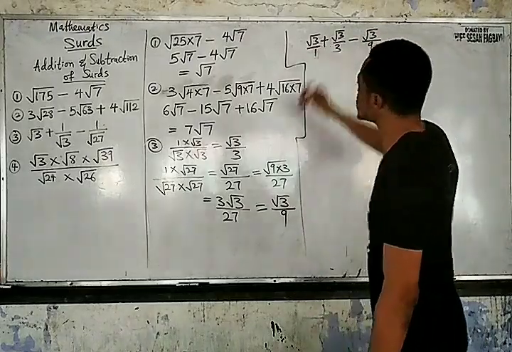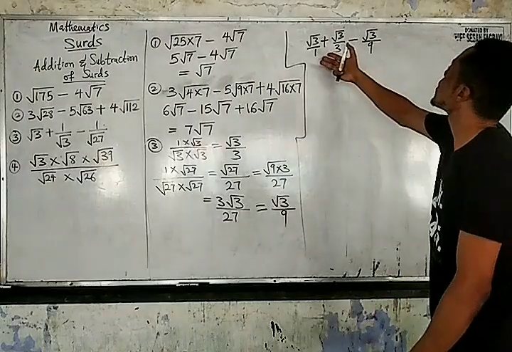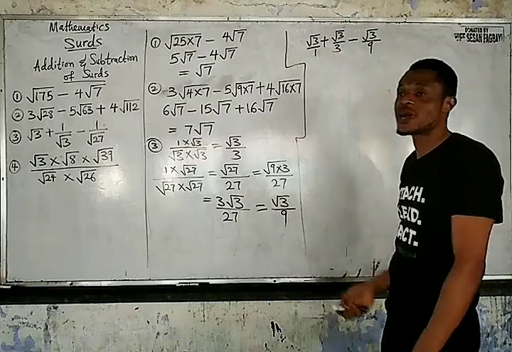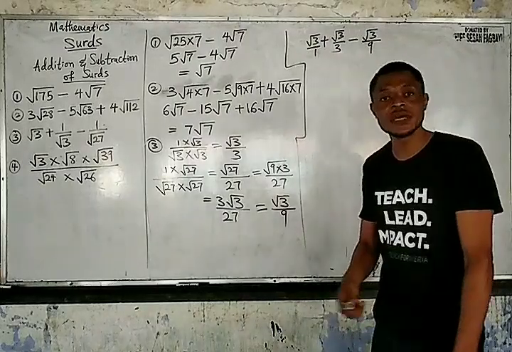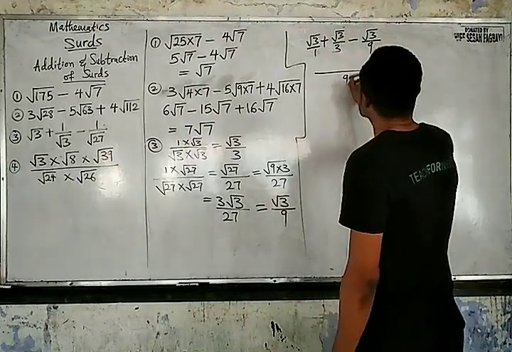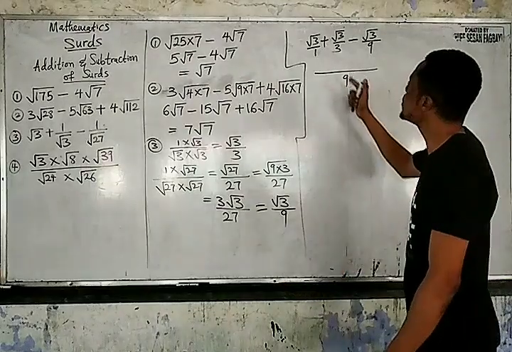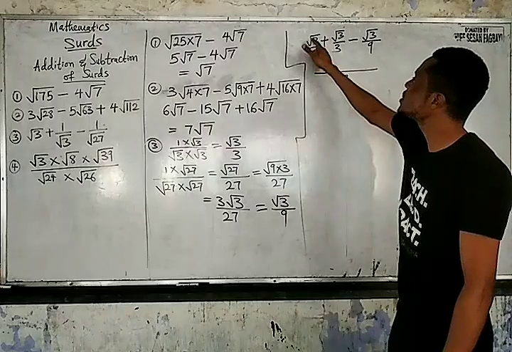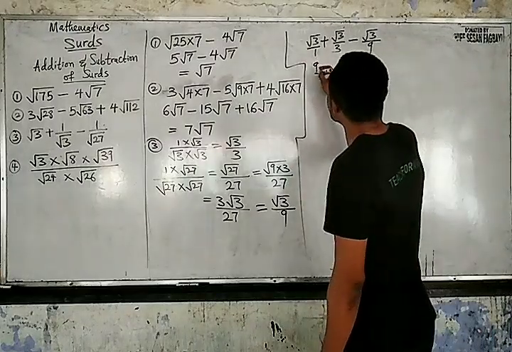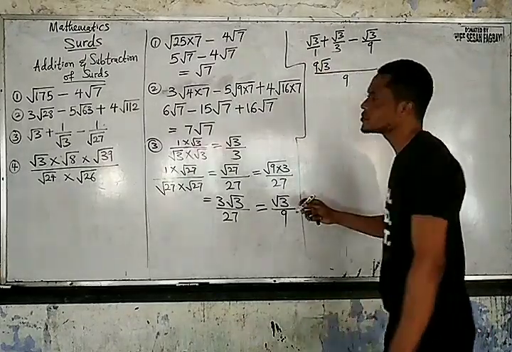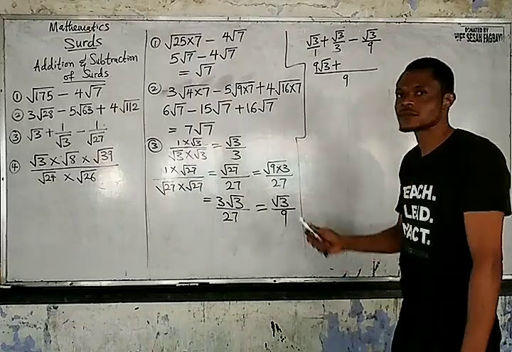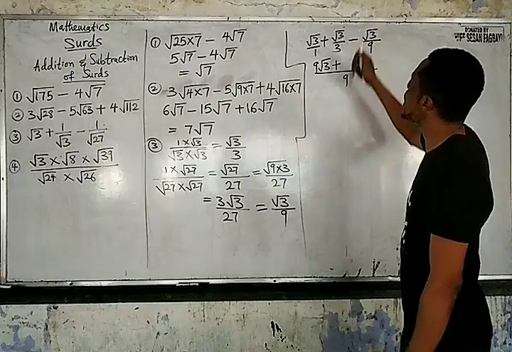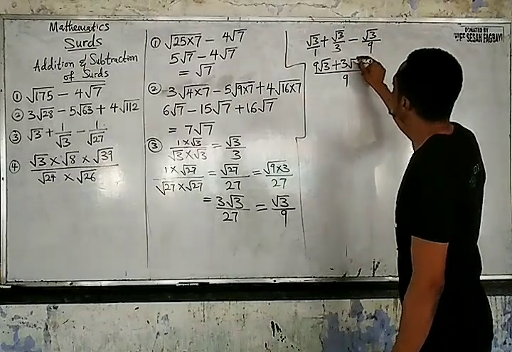This is over 1. As they are in fraction, we carry out a fractional addition and subtraction. We find the LCM of the denominator. The LCM is of course going to be 9. Now 9 divided by 1, 9. 9 multiplied by root 3. We have 9 root 3. Our addition sign. 9 divided by 3, we have 3. 3 multiplied by root 3, 3 root 3.